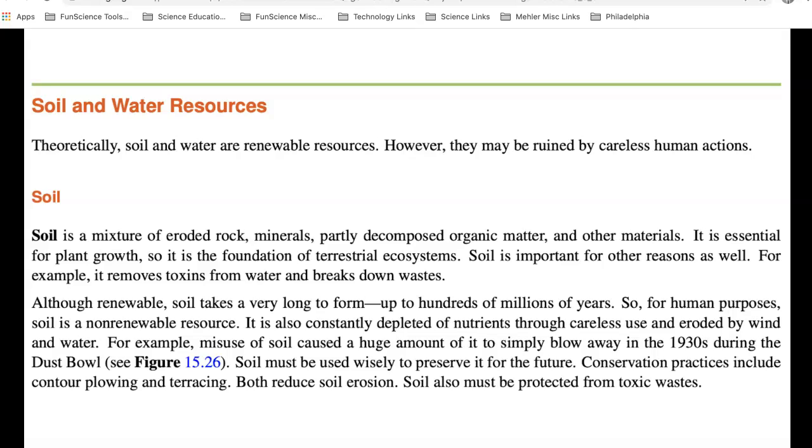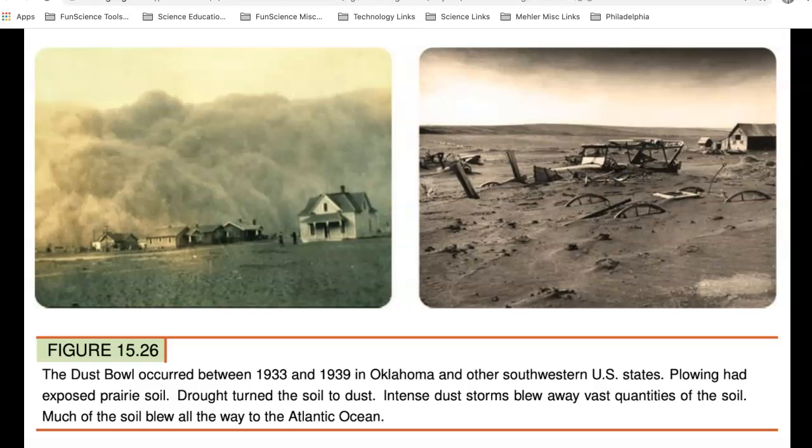Soil and water are also renewable resources. However, they can be ruined by careless human activity. Make sure you read this section, but take a look at this picture. This is what the Midwest of the United States looked like between 1933 and 1939. And all of this was caused because we didn't use the land in a sustainable way. These were intense dust storms that blew away topsoil and blew it into the Atlantic Ocean. It's hard to believe, and it really exacerbated the Depression that our country was in at the time.